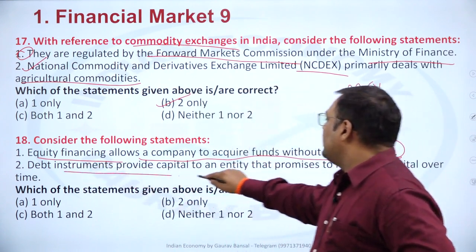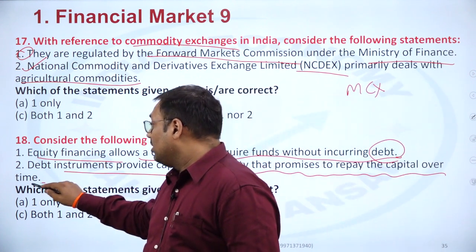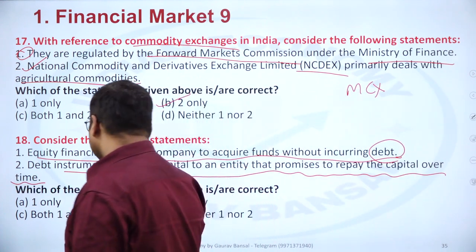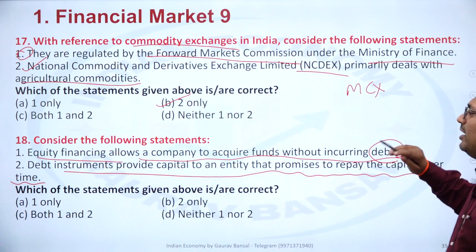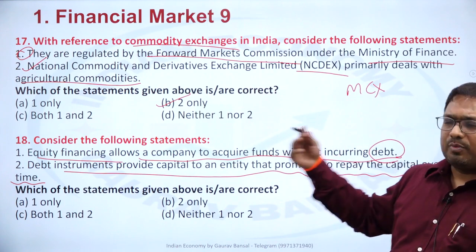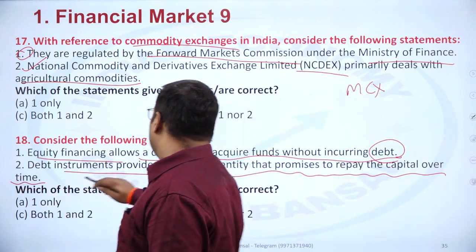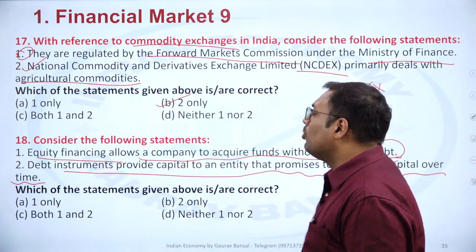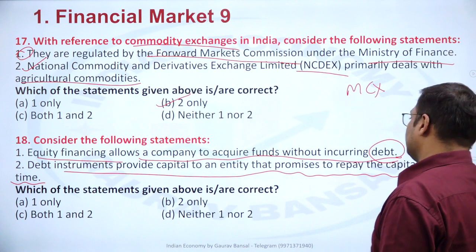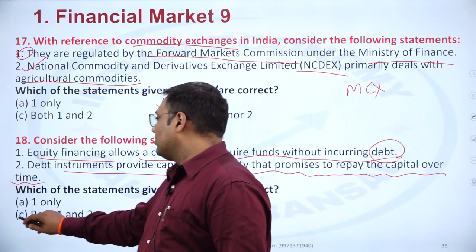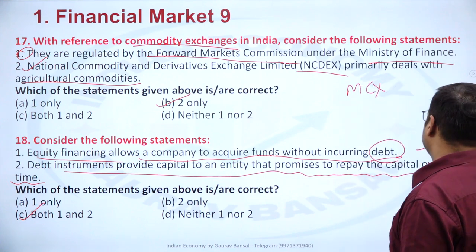Debt instruments provide capital to an entity that promises to repay the capital over time. Is that correct? That is correct. You have to repay the capital. You should ideally also pay interest, but still that doesn't make this statement incorrect, because there can be some zero coupon debt instruments. So C, both 1 and 2, are correct.